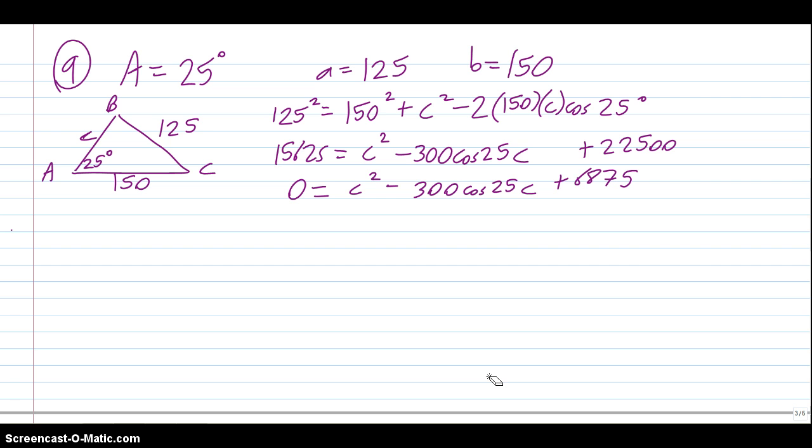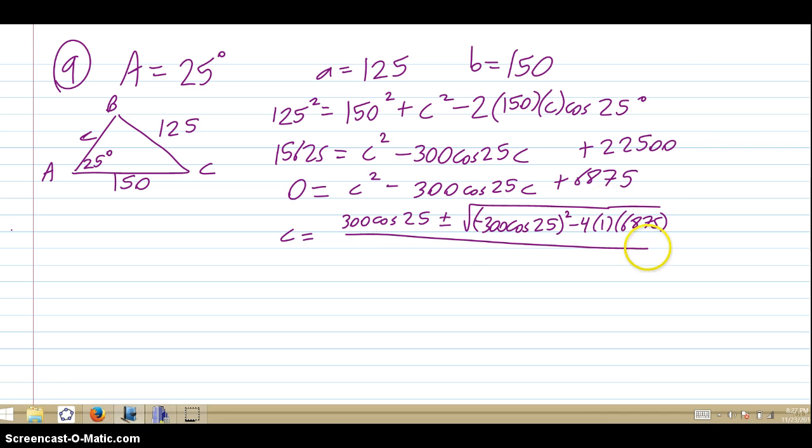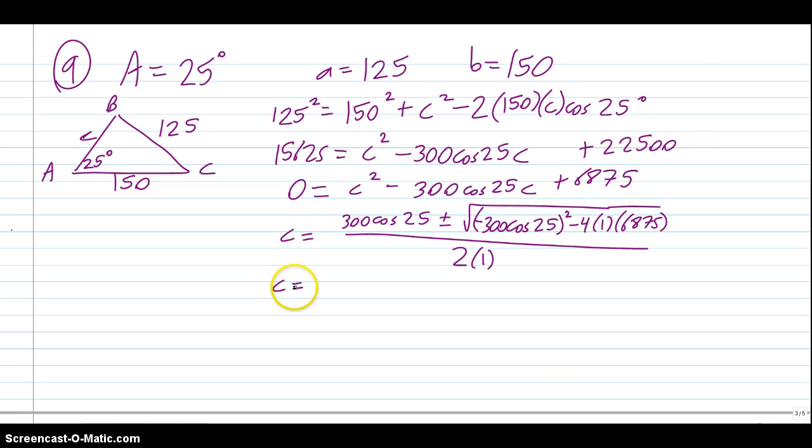You'll notice it's not the prettiest quadratic you've ever seen, but you can actually still solve it. So C equals negative B, so that'd be 300 cosine 25, plus or minus the radical of B squared, which is negative 300 cosine 25 squared, minus 4AC, all over 2A. For the sake of time, this comes out to be 271.89. That's the first part of the decimal. Plus or minus, once you do all that and take the square root, you should get 215.47 all over 2.